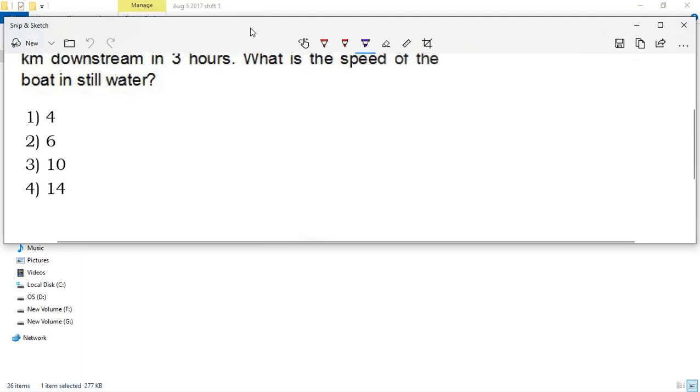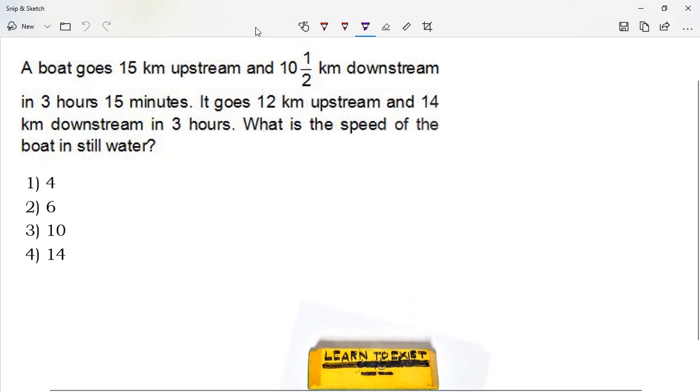Okay, this is from boat and stream. We have 15 km upstream and 10.5 km downstream, and the total travel time is 3 hours 15 minutes. So how do we write that? 15 kilometer upstream, 15 kilometer by the upstream speed.